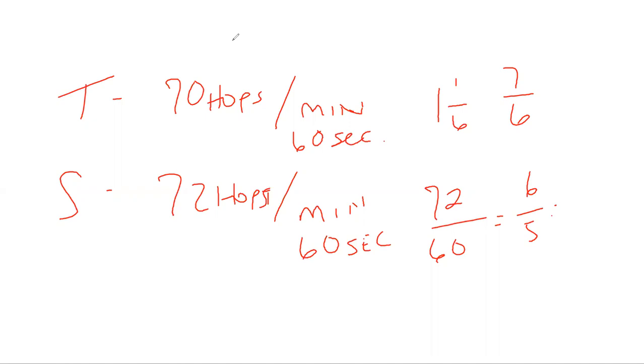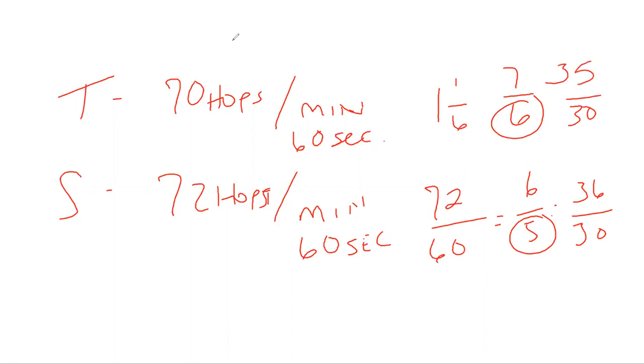Well, look at the denominators. The common denominator would be 30. Obviously this one will have gone 36 hops in those 30 seconds, and this one would have only gone 35 hops in 30 seconds, but that's going to be the first time that they land at the same time.